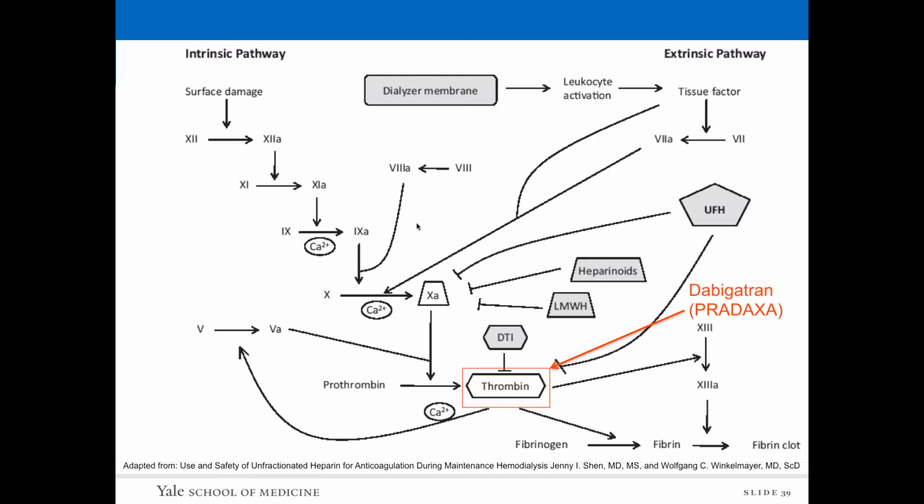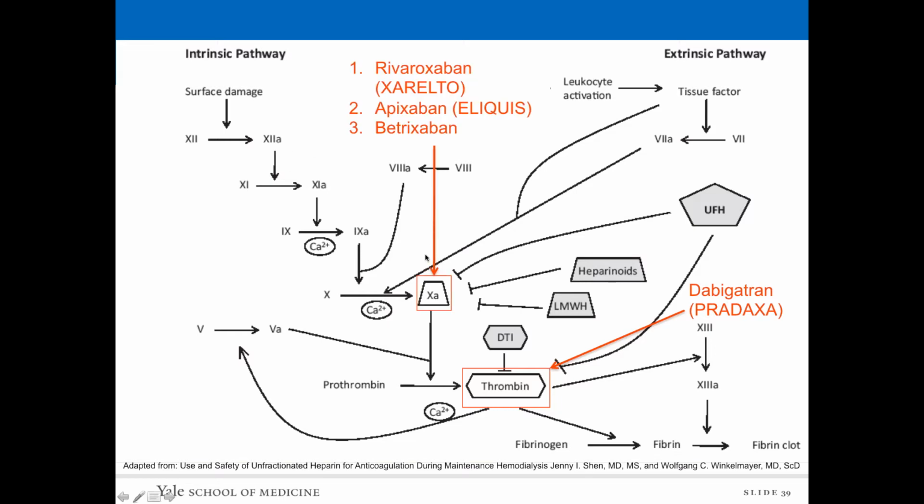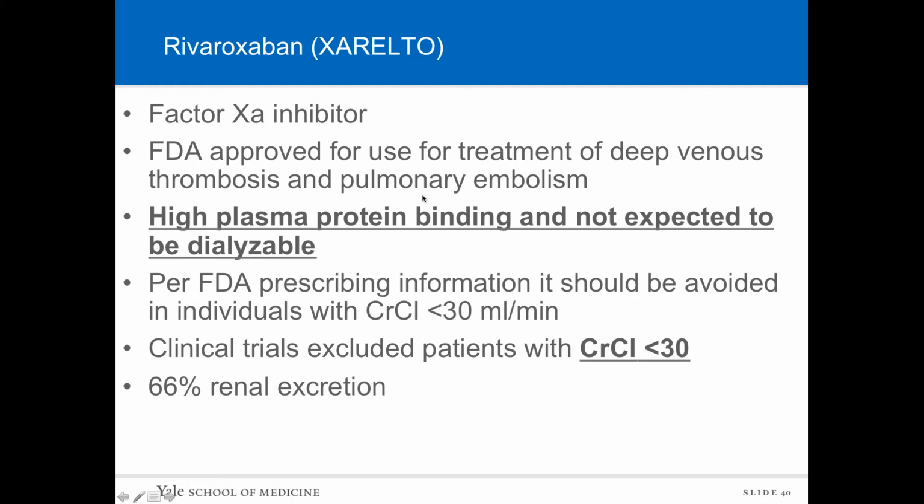First of all, dabigatran, which is a direct thrombin inhibitor, and then there are 3 anti-10A inhibitors, which include Rivaroxaban, XARELTO, Apixaban, Eliquis, and Vitrixaban. So let me start off with Rivaroxaban, which is XARELTO. It's a factor 10A inhibitor. It's actually FDA approved for treatment of DVT and PE in the general population. It does have a high plasma protein binding and thus cannot be dialyzed. Per FDA prescribing information, it should be avoided in patients with creatinine clearance less than 30, which is CKD stage 4 and 5 and end-stage renal disease. In fact, the clinical trials excluded patients with GFR less than 30.